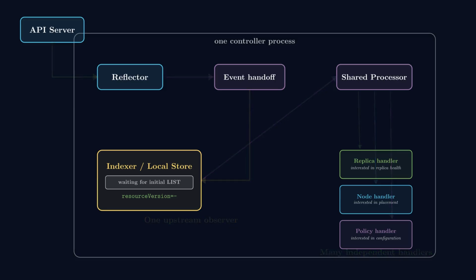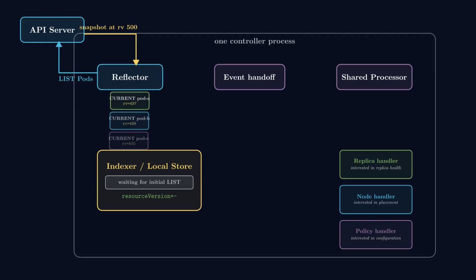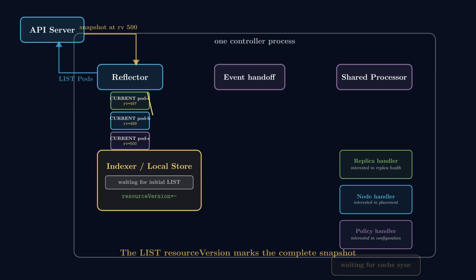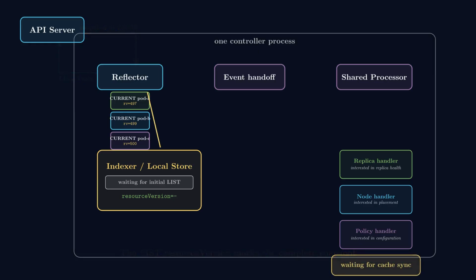When the informer starts, the reflector first asks for a complete list of pods. The response contains the pods that exist at that moment and a resource version for the snapshot. In this example, the snapshot is version 500. The informer applies that initial snapshot to its local indexer.